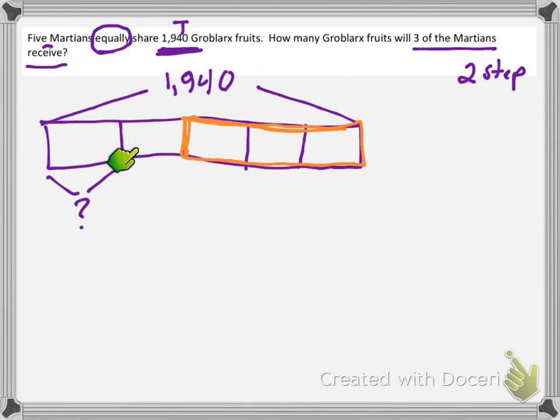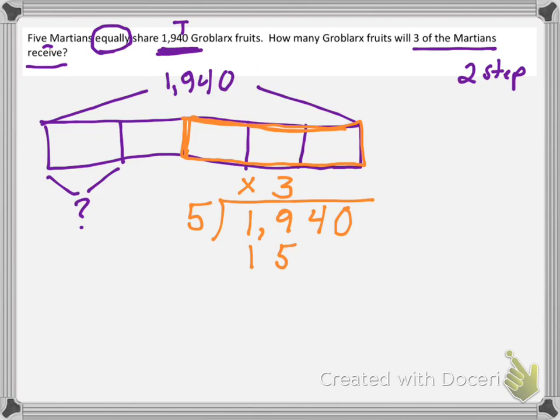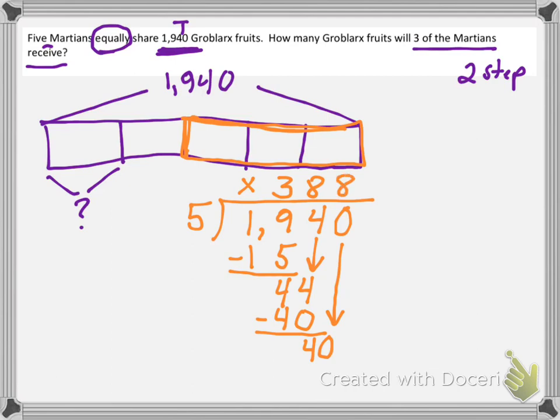And in order to find what one of these boxes represents, we're going to have to divide. So we're going to divide by 5, because there's 5 Martians that shared them equally. And I split my tape diagram into 5 equal parts, because all of this represents this number. So let's do it. 5 goes into 1,940. All right, so 5 can't go into 1, but 5 can go into 19, and it can go into it 3 times. 3 times 5 is 15. The next step is to subtract, and we're left with 4. Then we bring down the 4. 44 divided by 5 goes 8 times, and it becomes a 40. And the next step is subtracting. We're left with 4, and we have one last number to bring down. 5 goes into 40 8 times. 8 times 5 is 40 with a remainder of 0.